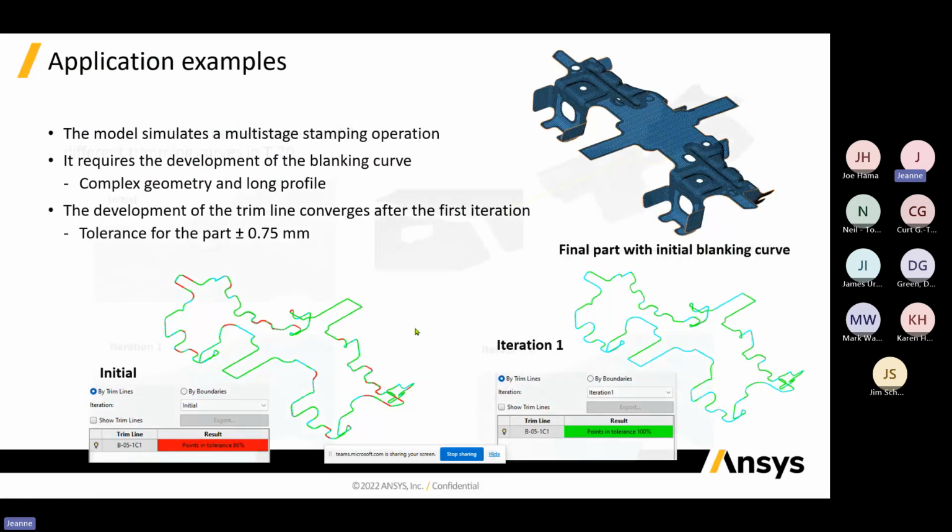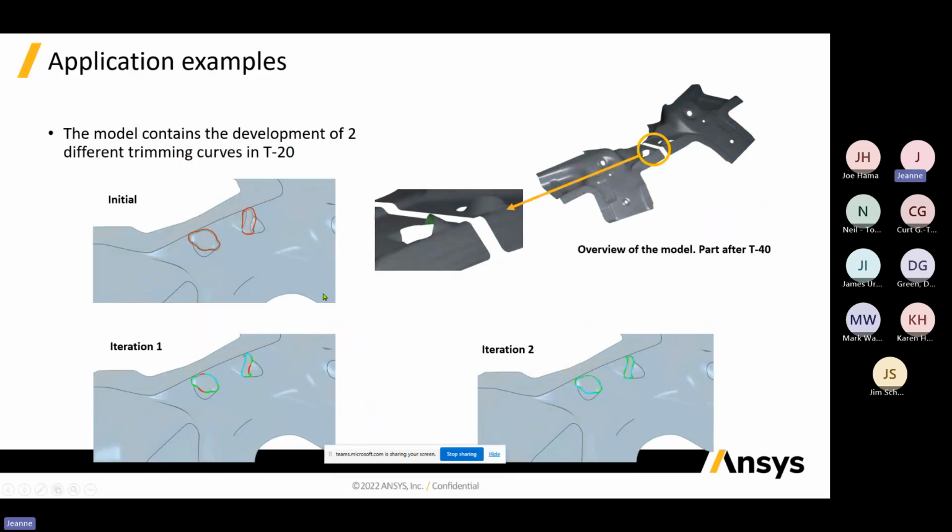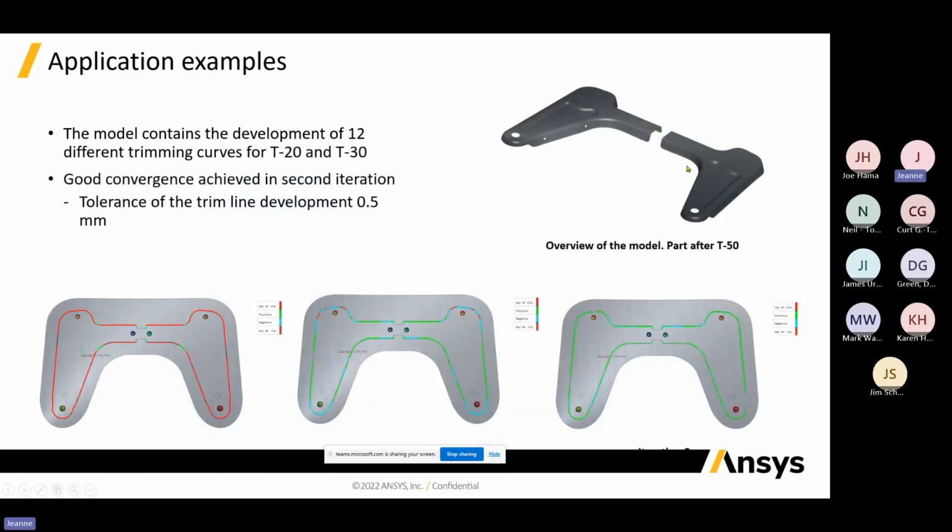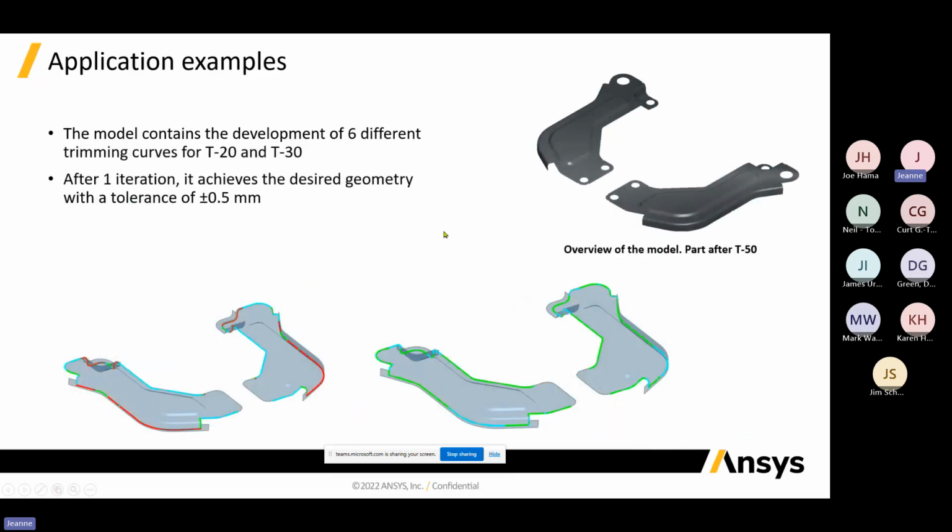And I think we have more examples. This is, they try to develop this trim hole right here. This is a double attach, developed initial run, iteration 1, iteration 2. So once it's green and blue, it pretty much matched with the tolerance. You can change the tolerance, make it tighter. It's one more. Trim line, initial and then final.